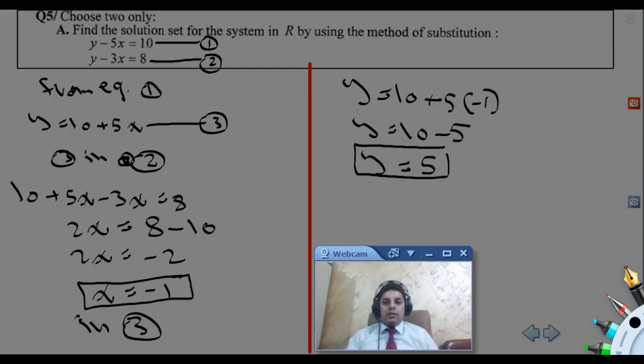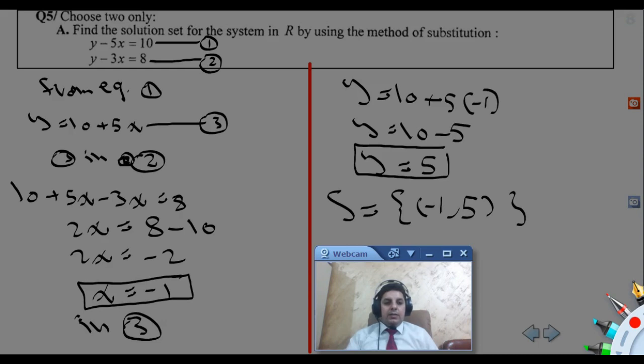What is the solution? The solution of this system is an ordered pair. The solution is a set, the group is an ordered pair. The first coordinate is the value of x, negative 1. The second coordinate is the value of y, which is 5. Yes, that is the solution set for the system in R: (negative 1, 5).